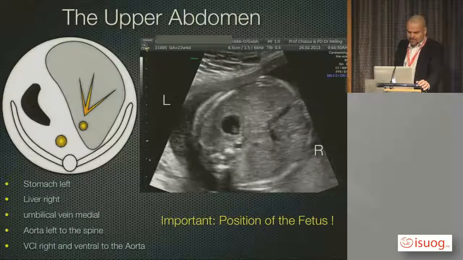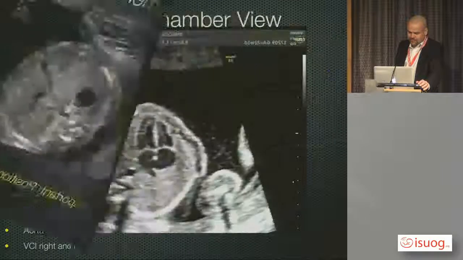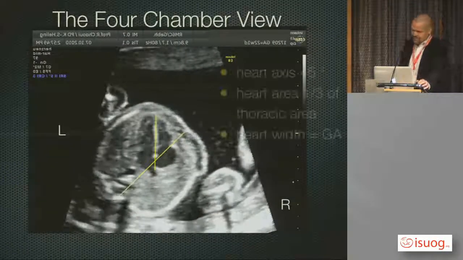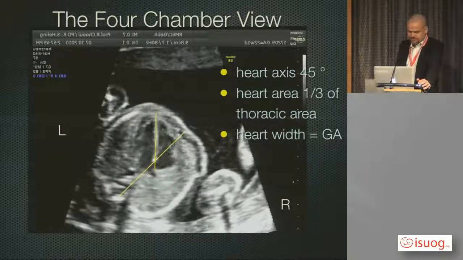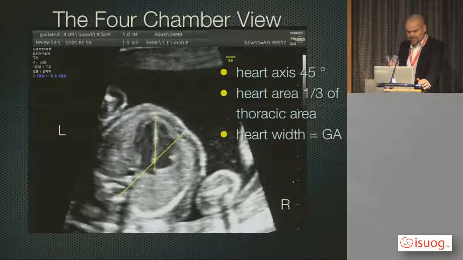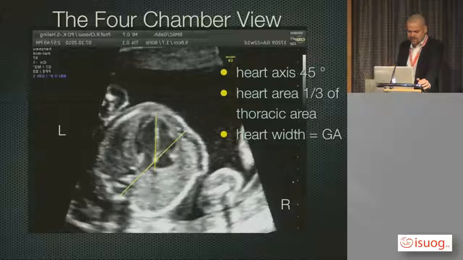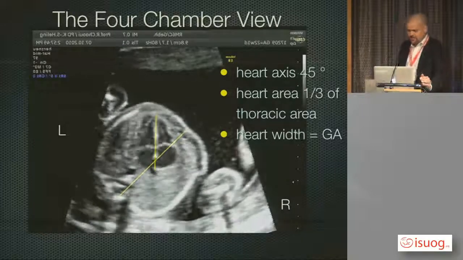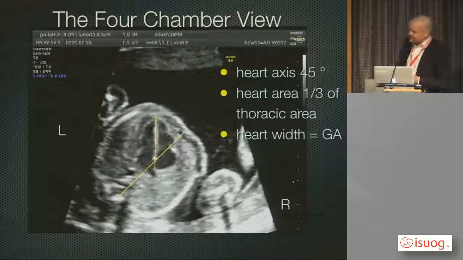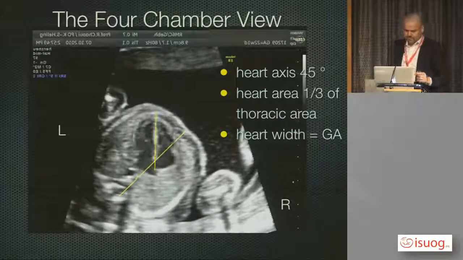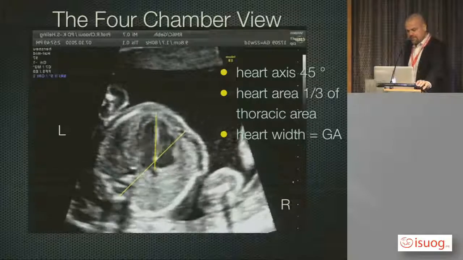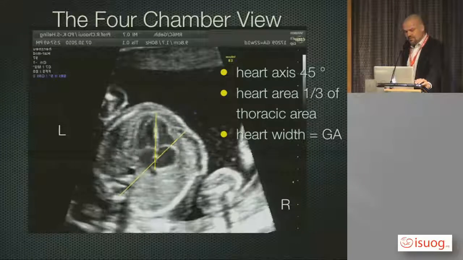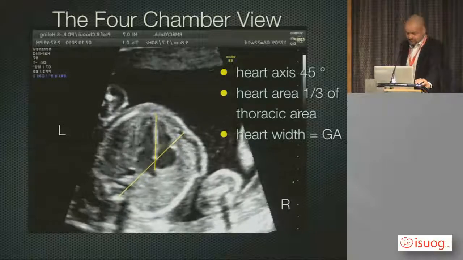Then we do a sweep from the upper abdomen to the four-chamber view, and in the four-chamber view you see the heart axis. You see an axis of 45 degrees between the septum of the heart and the line between the spine and the sternum. You know the area of the heart is around 1/3 of the thoracic area, and there's a rule in the second trimester that the width of the heart is nearly the same in millimeters as the gestational age.